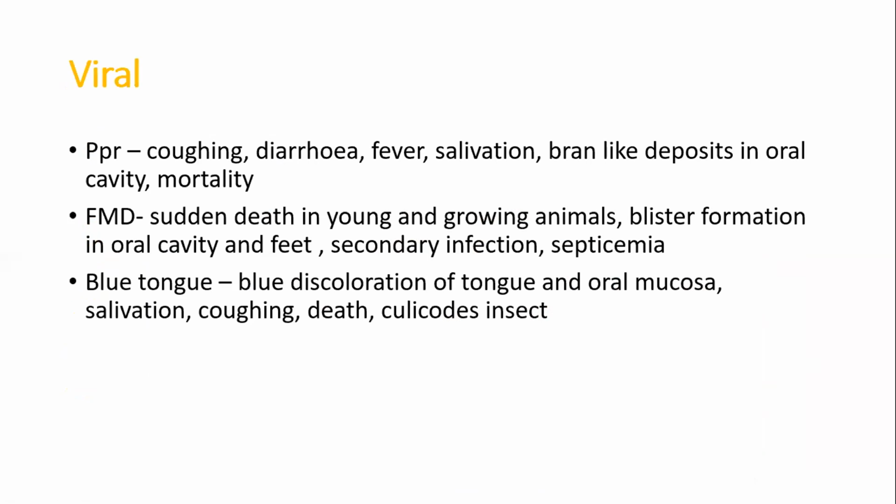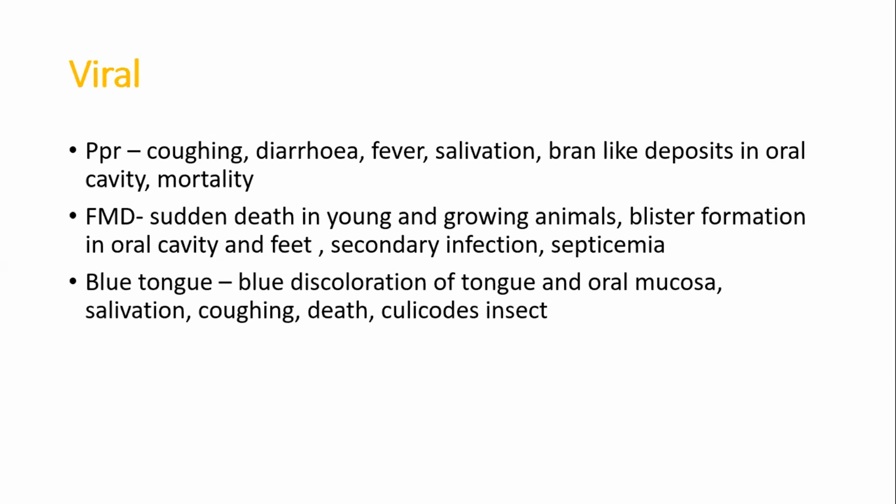Then viral infections like PPR. Generally having complaint of coughing, diarrhea, fever, salivation, then bran-like deposits in the oral cavity. FMD is also one of the common factors nowadays observed in small animals or small ruminants. The sudden death in young and growing animals, blister formation in the oral cavity, coronet, then the secondary infection and septicemia is there.